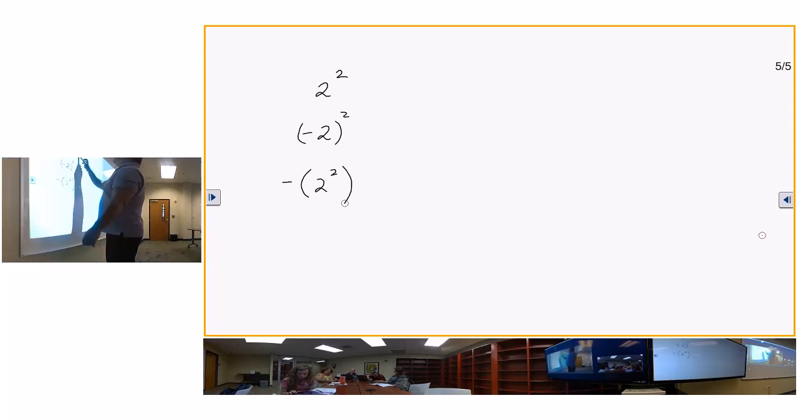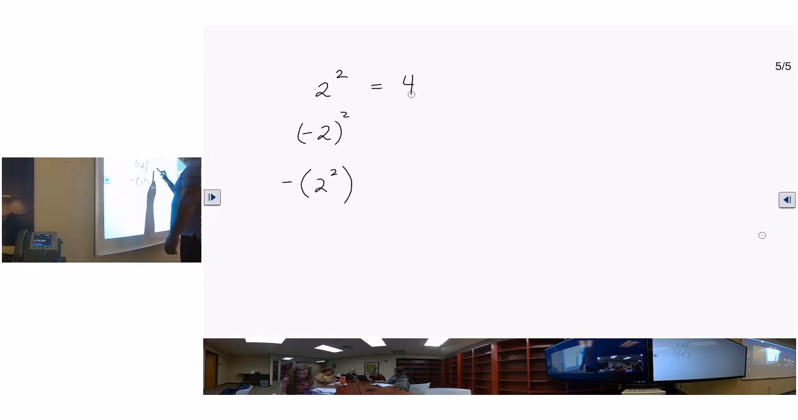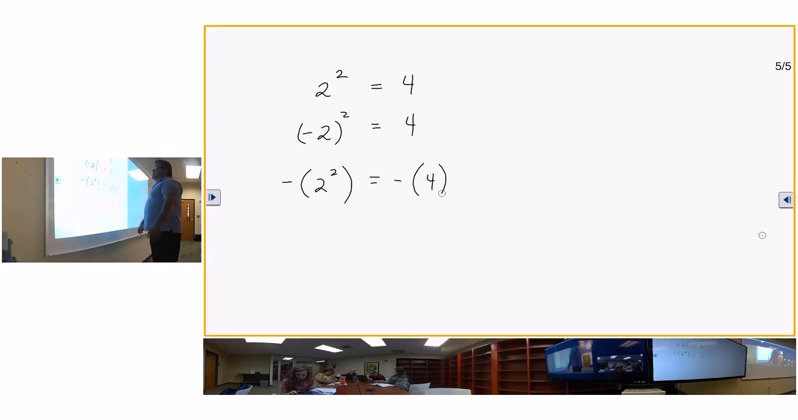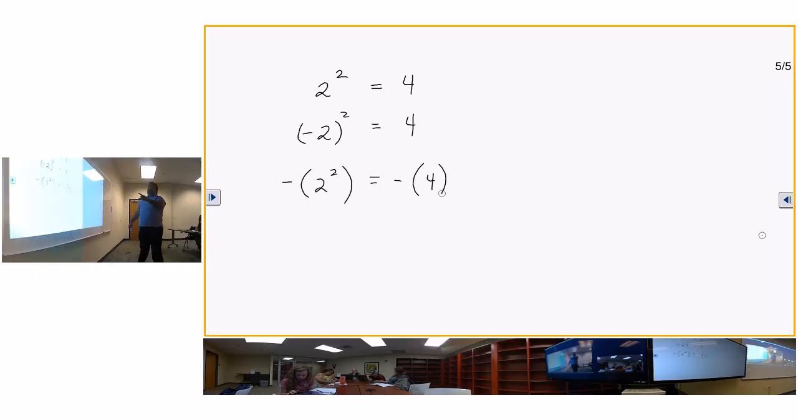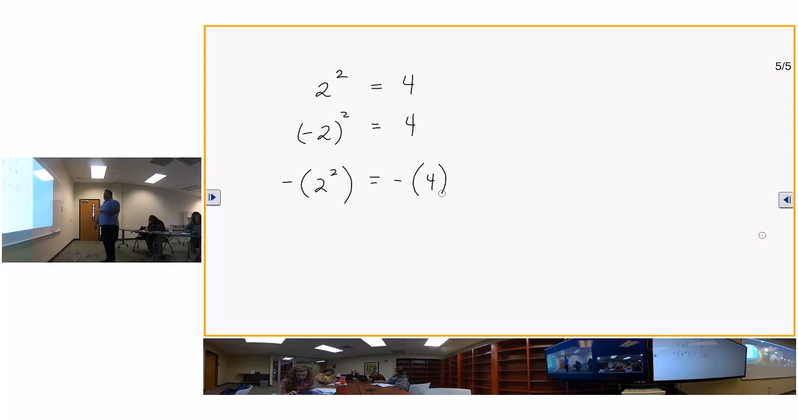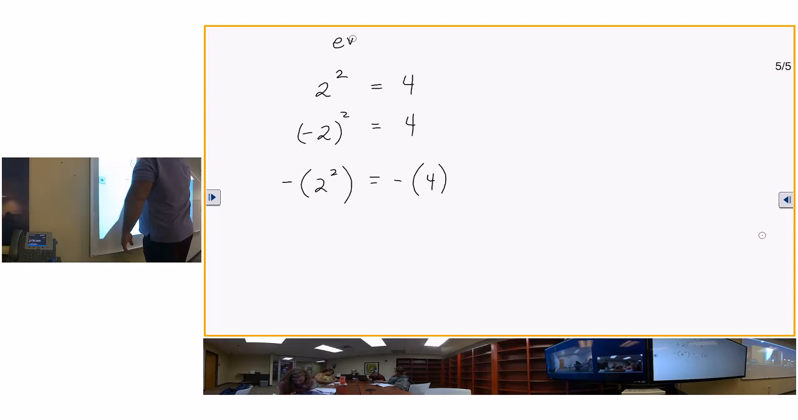So this one is positive 4. This one is positive 4. This one is what? Negative 4, because the negative is where? Outside the parentheses. This is with an even exponent.